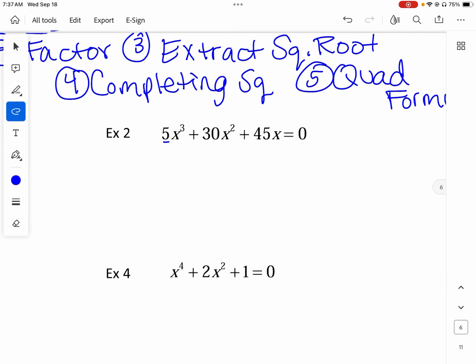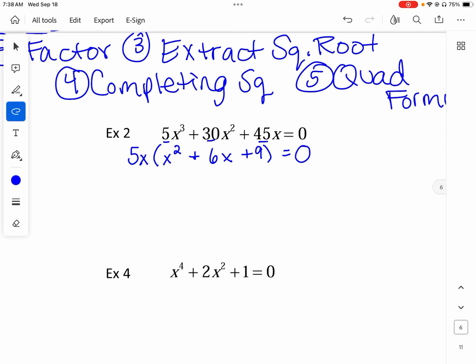All right, automatically I see multiples of 5. So I'm going to factor out a 5. But I also see everything has an x, and the smallest x exponent would be a 1. So 5x is going to be my GCF. And so I have an x squared plus 6x plus 9 equals 0.